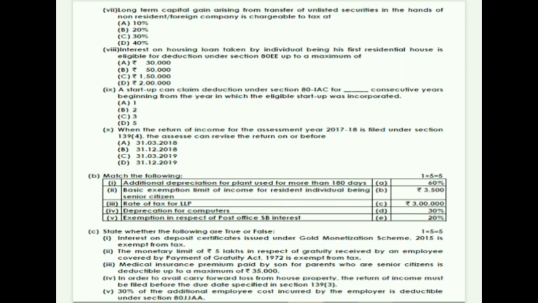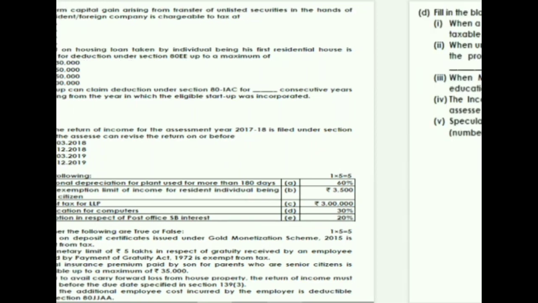Next question number 5. 30% of additional employee cost incurred by the employer is deductible under section 80JAA. So guys, this answer is absolutely correct, true, where the gross total income of an assessee to whom section 44AB applies includes any profit and gain derived from business. This shall be subject to conditions specified in the section, and a deduction of an amount equal to 30% of additional employee cost incurred in the course of such business in the previous year is allowed. Okay, now let's talk about the last section.